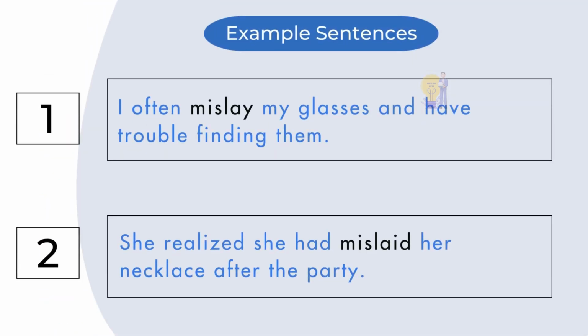Example sentences of mislay are: number 1, I often mislay my glasses and have trouble finding them. Number 2, she realized she had mislaid her necklace after the party.